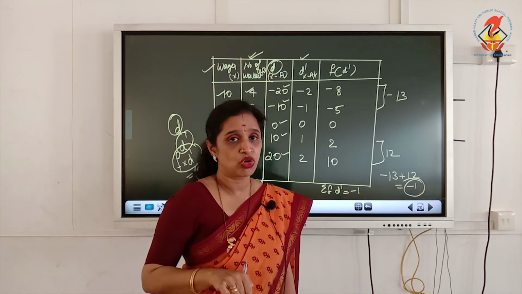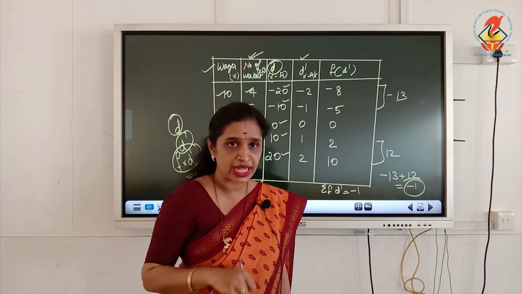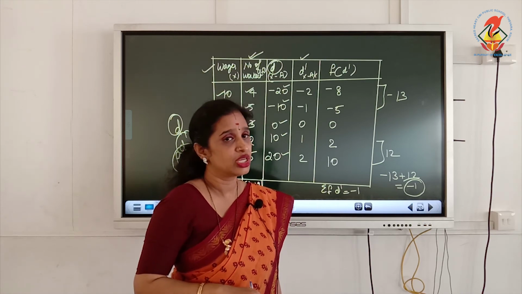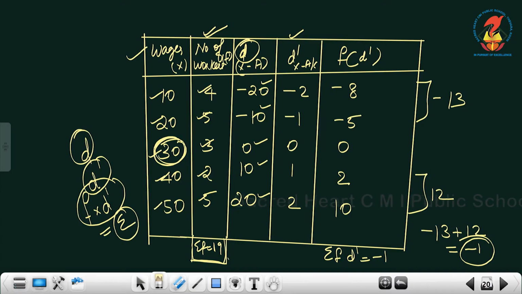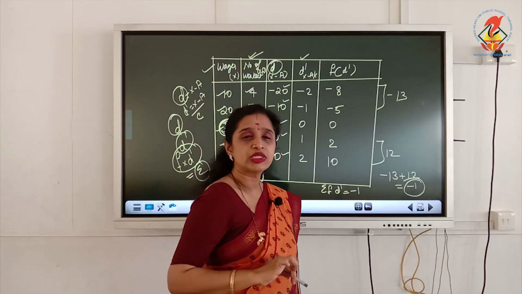Now the job is not over here. You have to find out D dash. How to find out D dash? These obtained values minus 20, minus 10, 0, 10, 20 have to be divided by a common factor, isn't it? Let me recollect one thing: D is equal to X minus A, D dash is equal to X minus A by C. So this D value should be divided by C to get D dash. Now, what is C? C is the common factor.